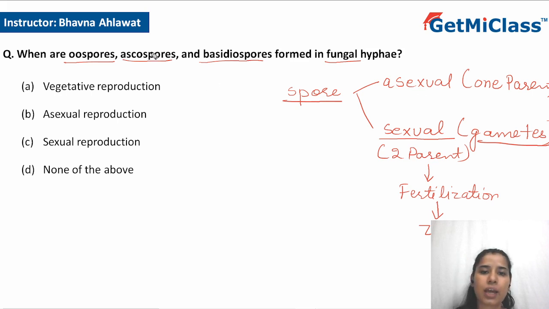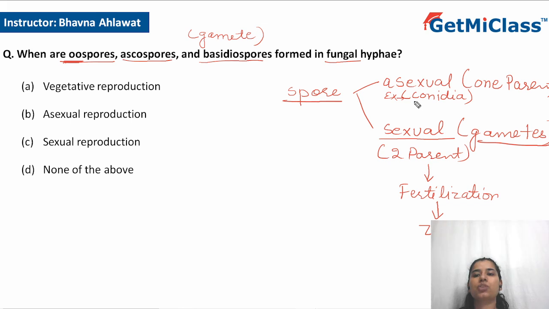So the examples given to us, oospore, ascospore, basidiospore, are examples of sexual spores. You can get a hint from here. These oospores are spores which behave like gametes in sexual reproduction. Other types of spores, such as conidia, are examples of asexual spores, and they directly give rise to the next generation and are involved in asexual reproduction.